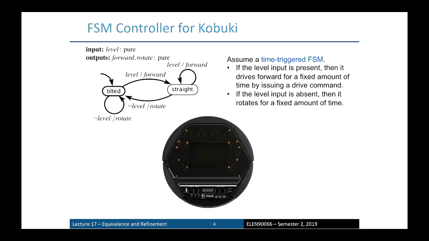All it does is, if the level input's present, it drives forwards by issuing a drive command going forwards. Then if the level input's absent, it just does a rotation for a fixed amount of time. Okay, so it's a very simple two-state machine.